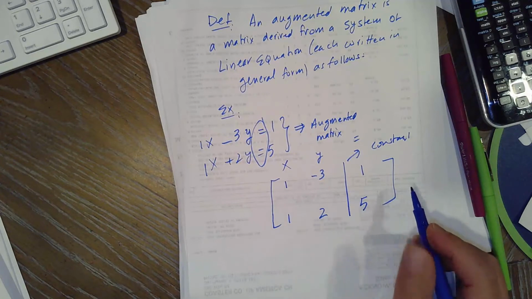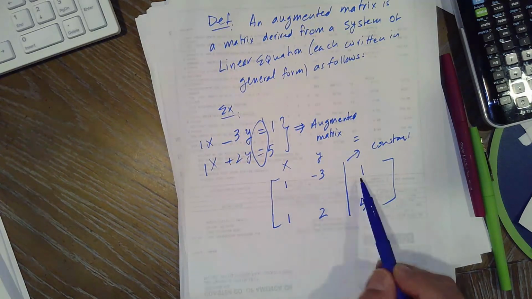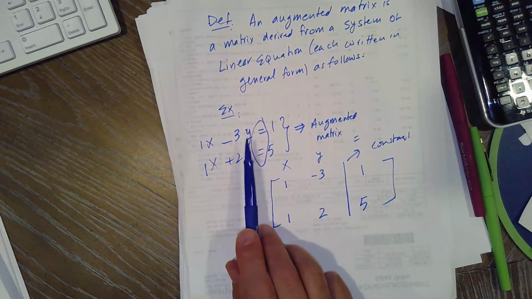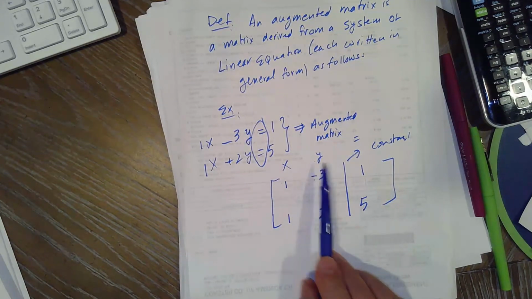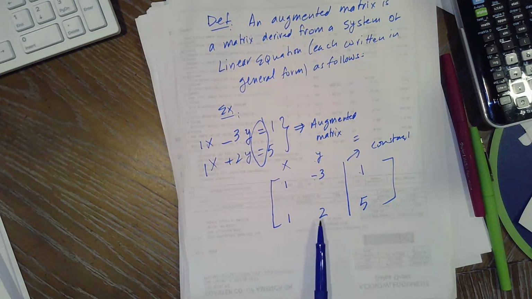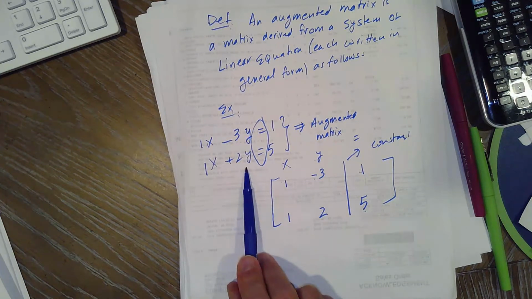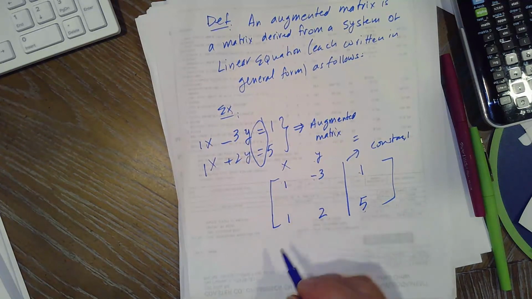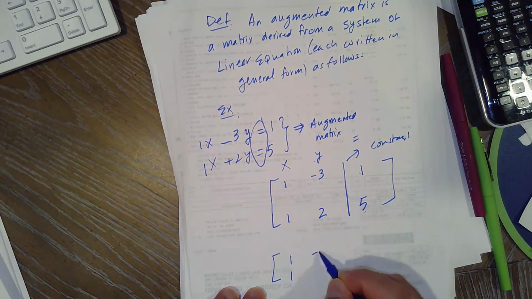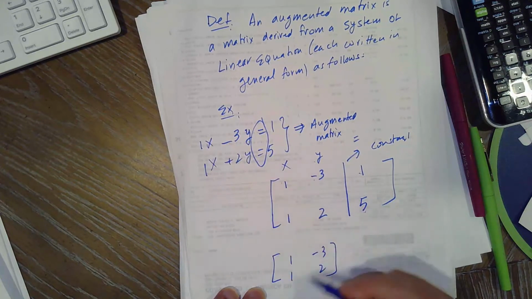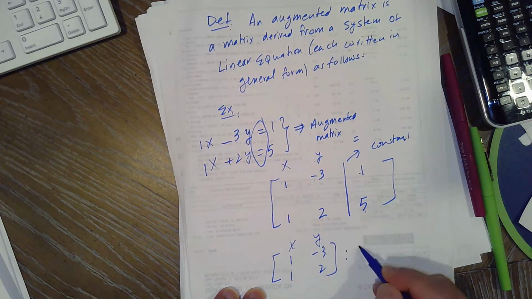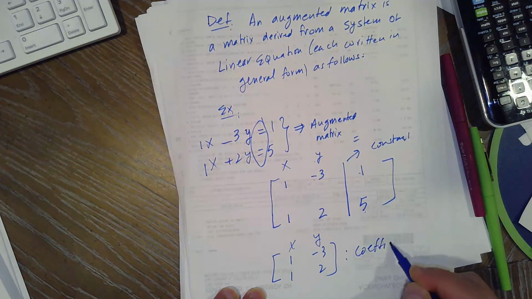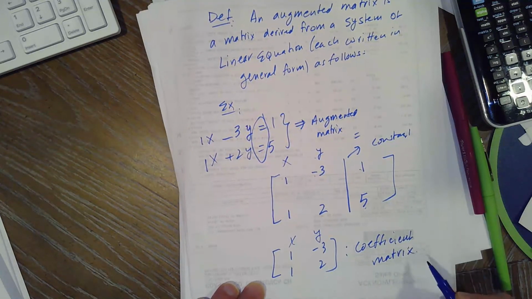So once we look at an augmented matrix, each row of an augmented matrix is an equation of the system. 1x minus 3y equals 1. 1x plus 2y equals 5. Okay, and the matrix with the coefficients of x and coefficients of y is called coefficient matrix. So if the matrix does not include the constants, it's called coefficient matrix.